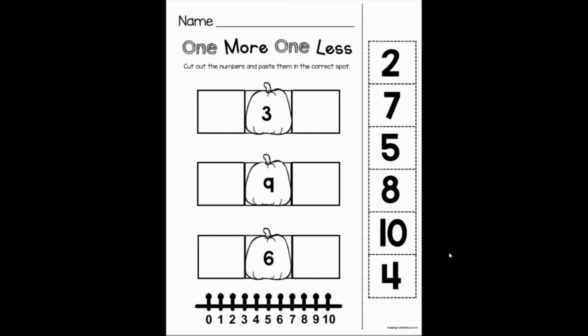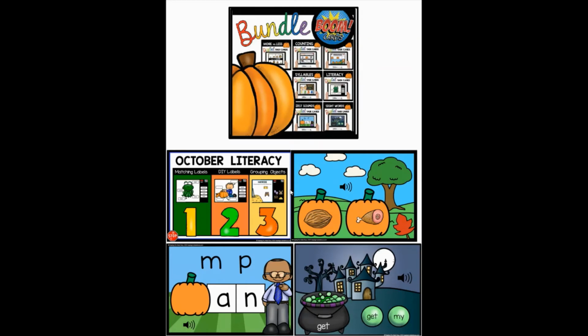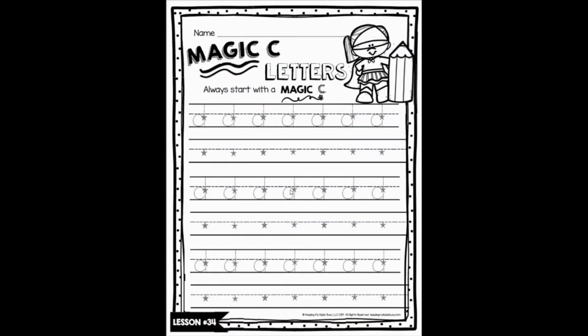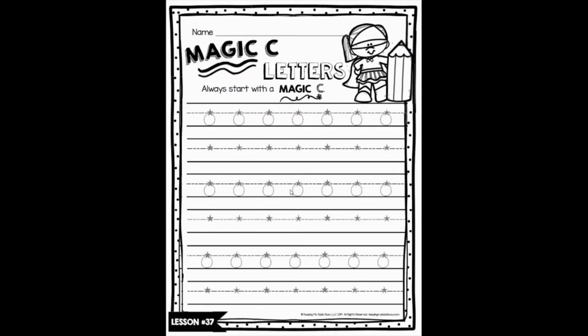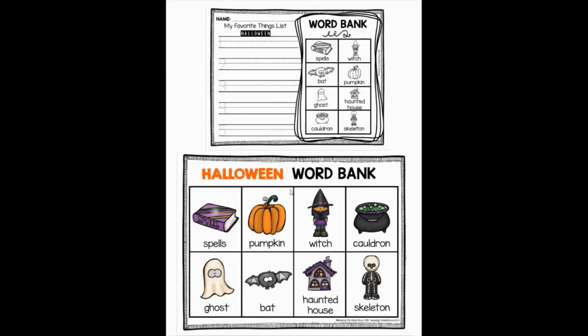And then with one more, one less, I always have them do the one more column first. That way they can count backwards, 4, 3, to come up with the one less. And I always like to use these boom cards as an independent center. They're no prep, which is awesome. Handwriting, we're doing magic C letters. And in writing, we're doing lists with these awesome word banks.